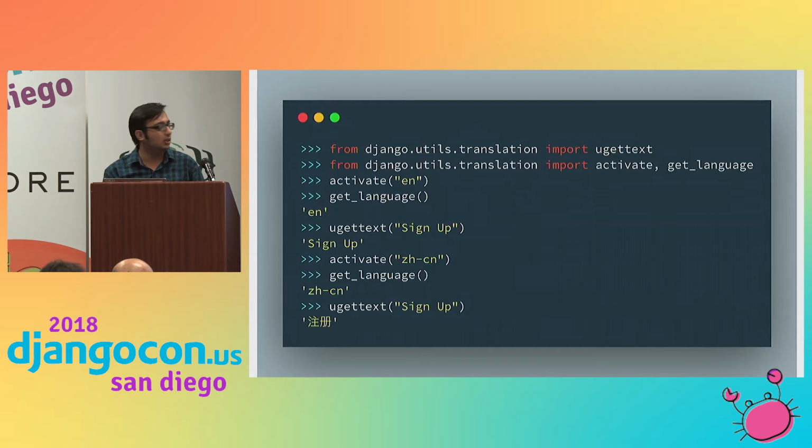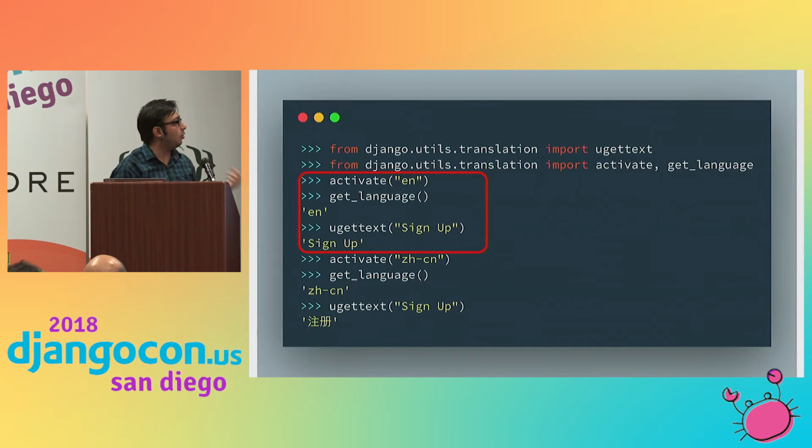Let's see it in action. I imported ugettext, and then I imported a bunch of utility functions, activate and get_language here. First of all, I do activate en, so I activated the English language. Just to make sure that it worked, I used the get_language function to know that, okay, English is activated.